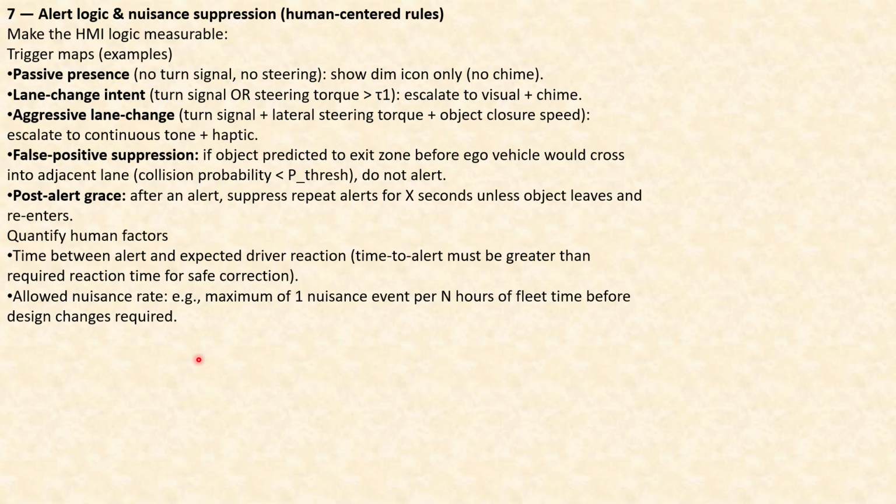All right. Now talking about quantifying human factors, the time between alert and expected driver reaction. The time to alert must be greater than the required reaction time for safe correction. Understand this: the time to alert must be greater than. Underline this word. Greater than. And allowed nuisance rate: maximum of one nuisance event per n hours of fleet time before design changes are required. So here you have to have a proper threshold for nuisance alerts. For n hours, only one nuisance event is allowed. So this kind of decision must be taken.